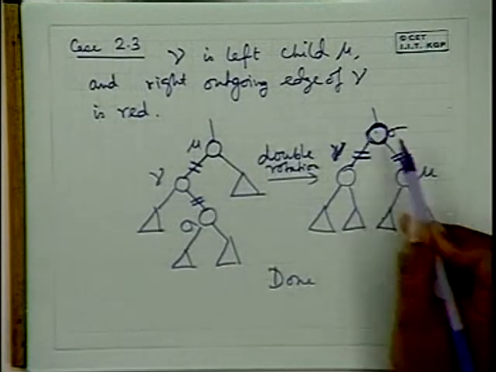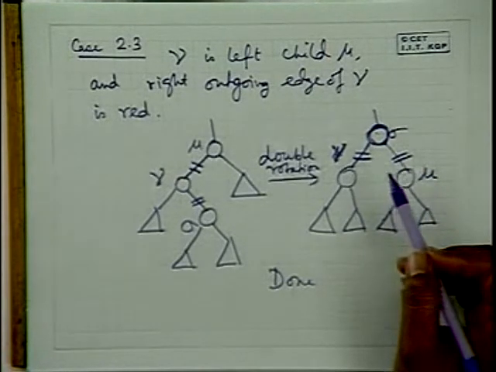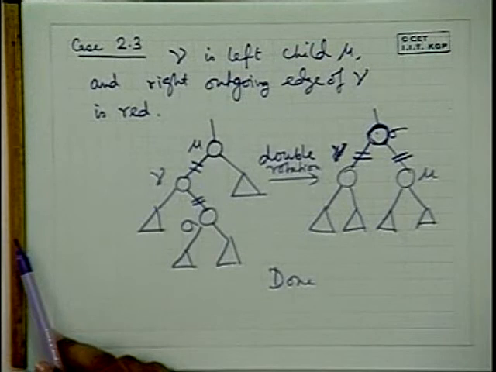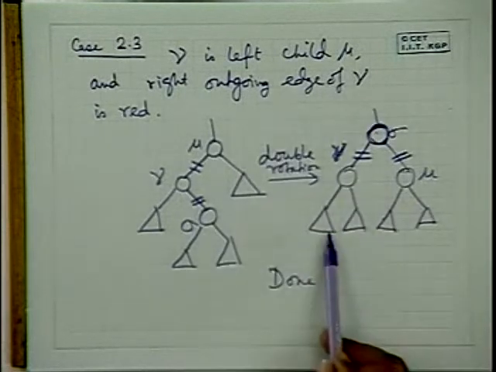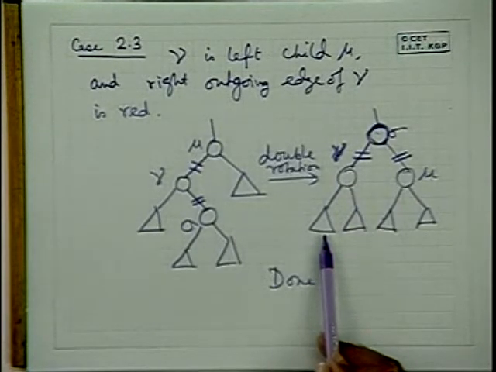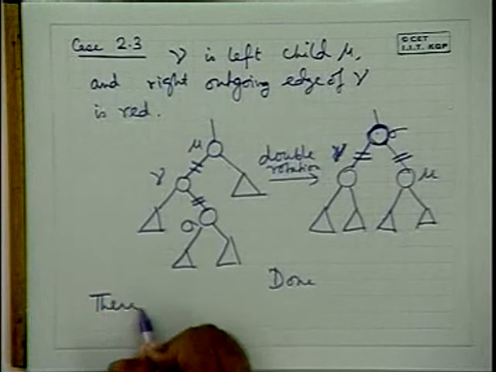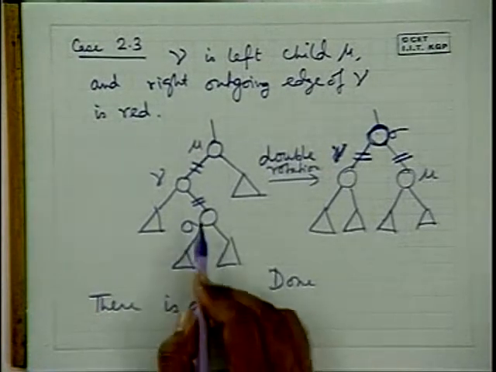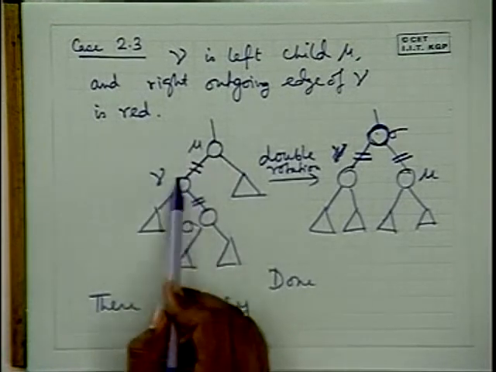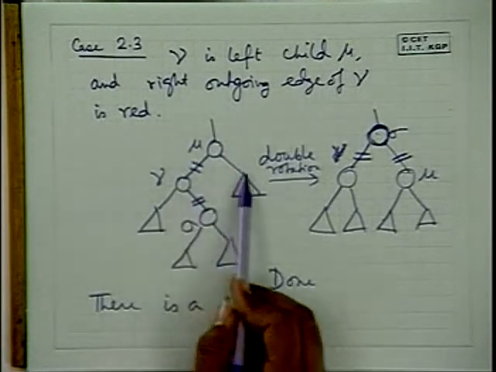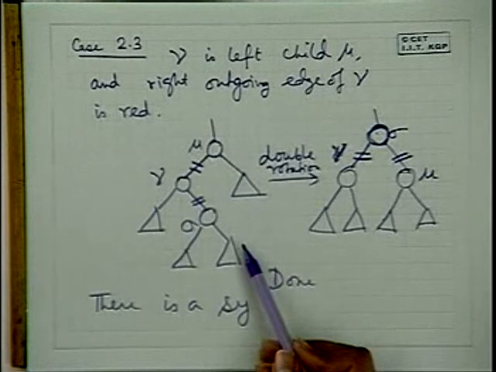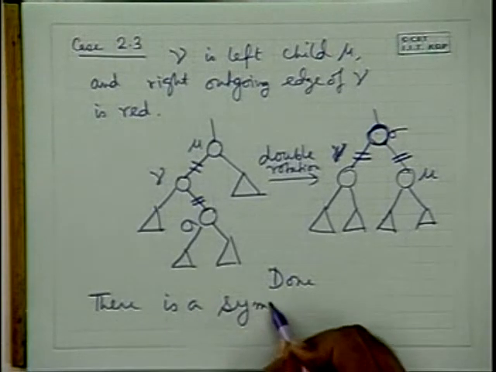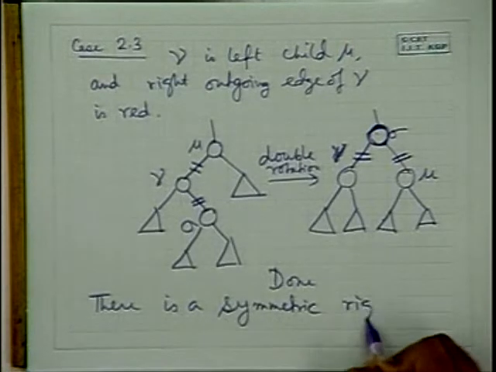And see when I say this is perfect, basically you have to see two things. Your black height elsewhere is not disturbed, and the red property is not violated. Okay. Similar to this, there is a symmetric case. What is the symmetric case? Basically, there is a right-left combination. Here it is a left-right combination. There can be a right and this one is left, a right-left combination. But that also you can take care of exactly similarly. Just double rotate it. So there is a symmetric right-left case.